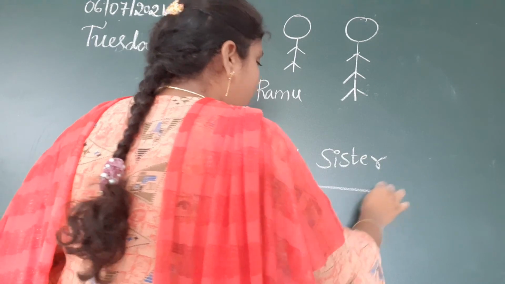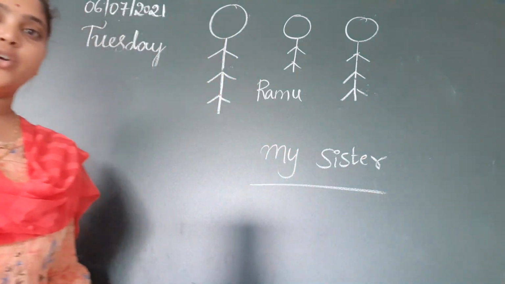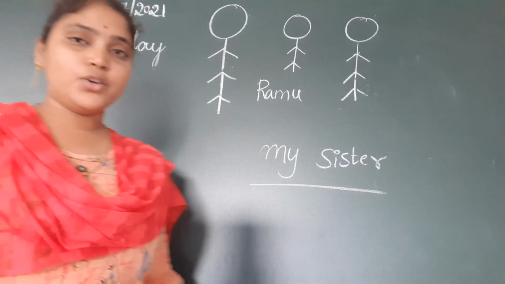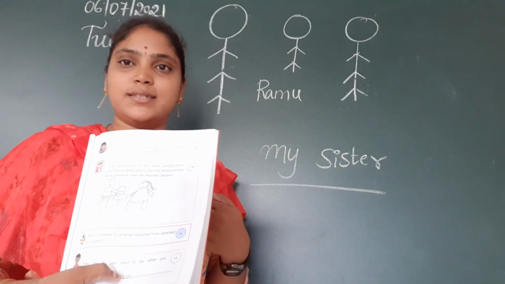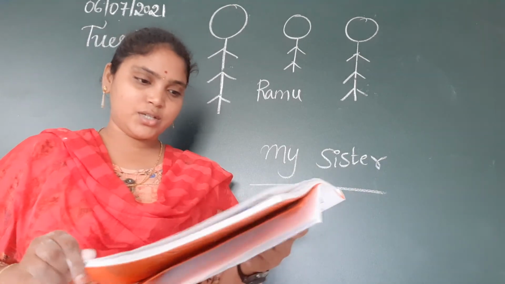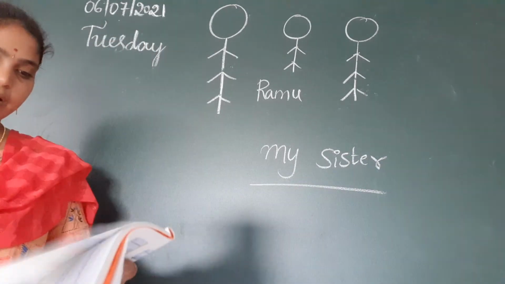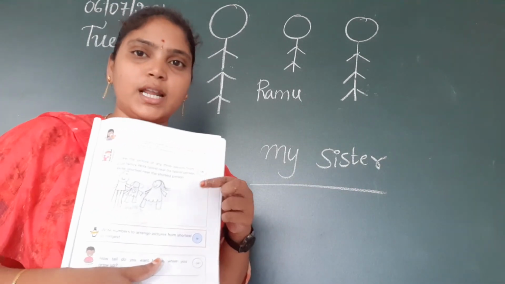So what do you want to be? You want to be taller than your sister or brother or your mother. You have to write. Just write my father, my mother, my sister. Like that you have to write, children. Okay, is this clear everyone? And this is your homework, children.